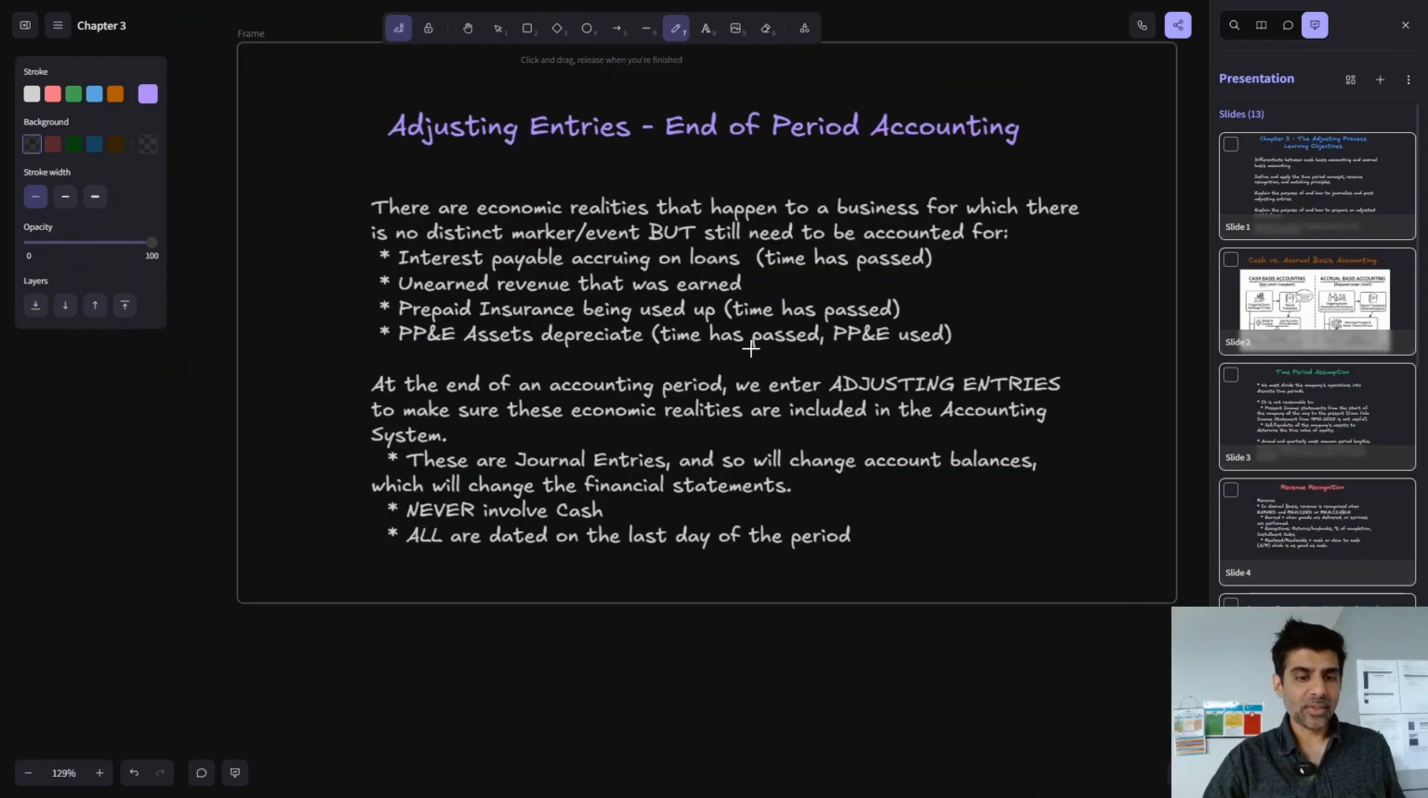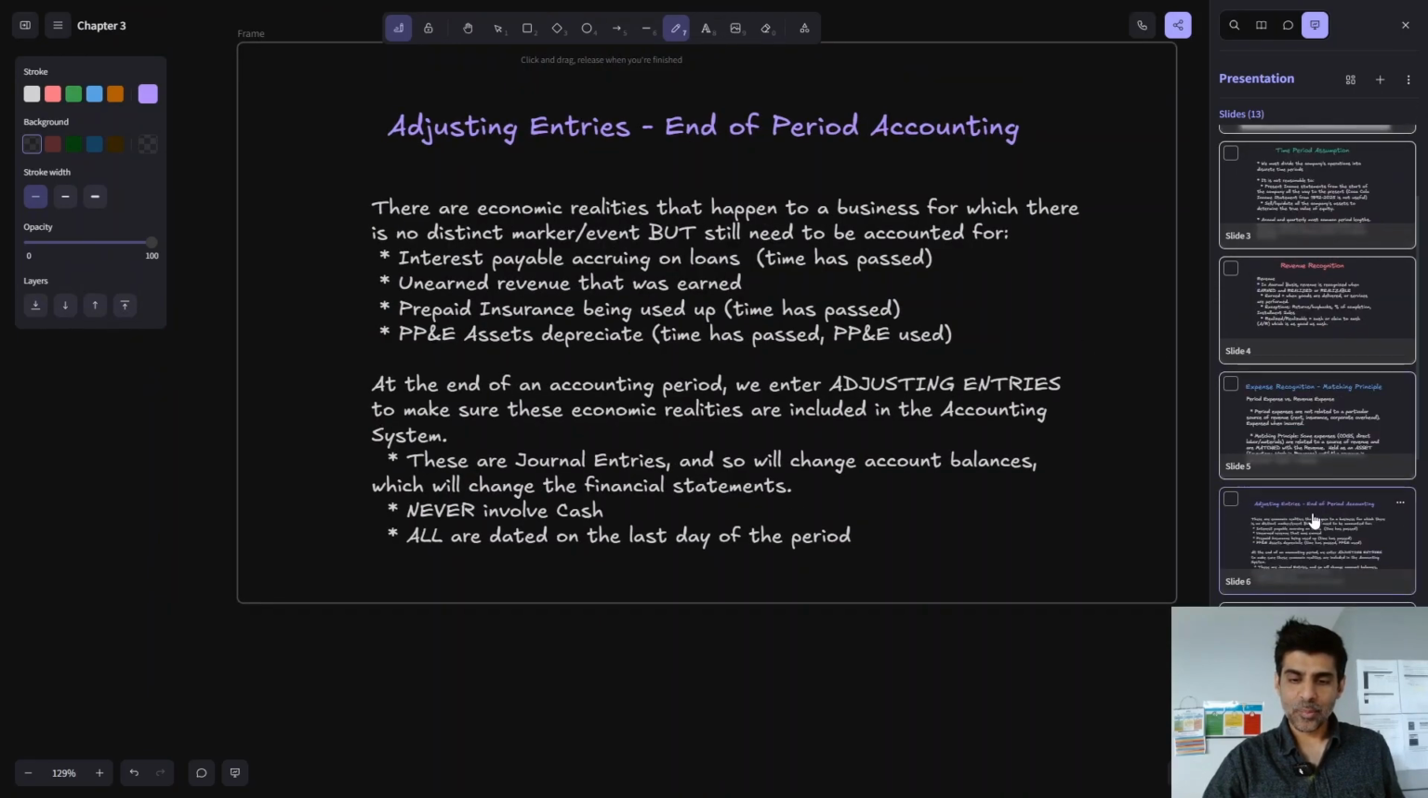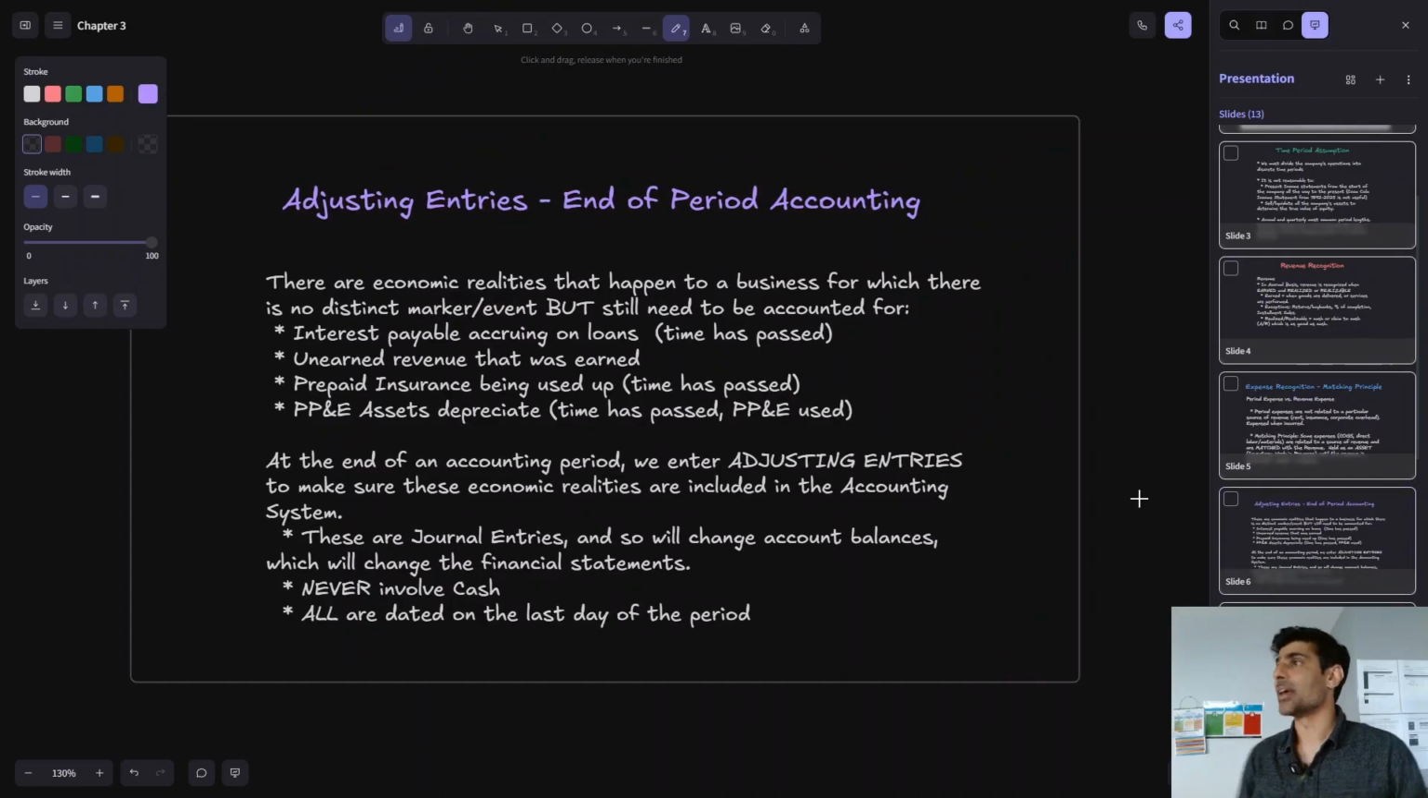Okay, so basically, this is going to bring up why we need to do these adjusting entries. For the example of when you prepay an expense, like let's say we prepay insurance for a year, at the end of every month, we need to do something to account for the expense of insurance and also to make that asset go down.